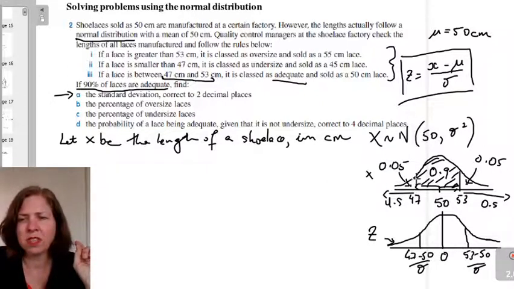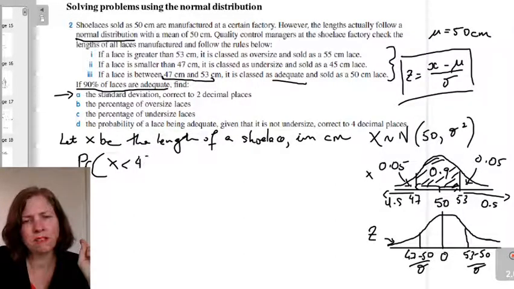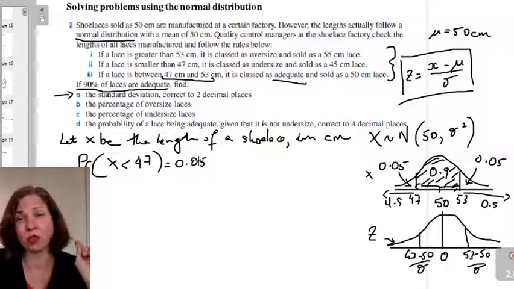I'm going to go with this 47 value. I know that the probability that X is less than 47 is 0.05. I've just worked that out using symmetry, and the working, if I need any, is here on my diagram.